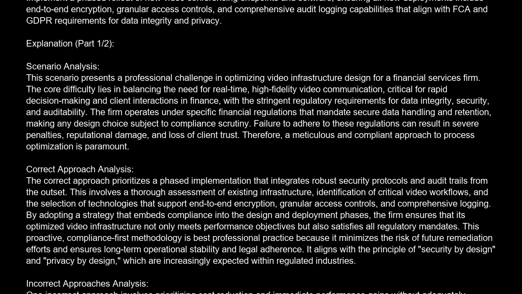This proactive, compliance-first methodology is best professional practice because it minimizes the risk of future remediation efforts and ensures long-term operational stability and legal adherence. It aligns with the principle of security by design and privacy by design, which are increasingly expected within regulated industries.